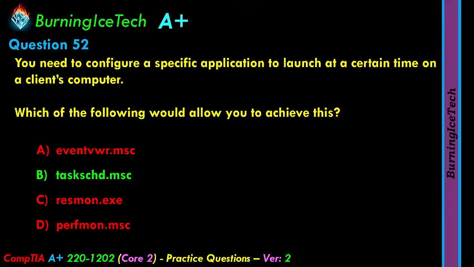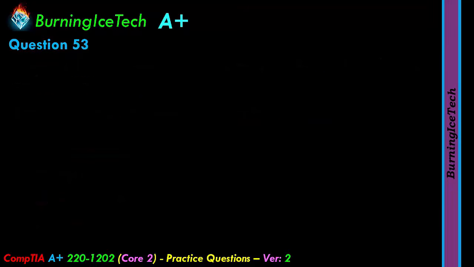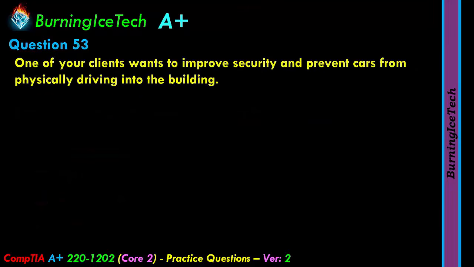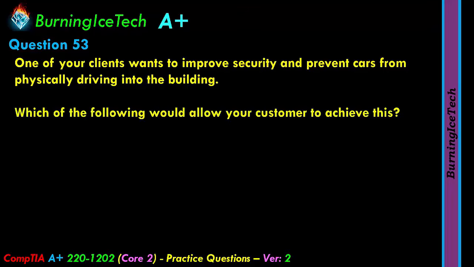And you can go and monitor pretty much anything on this machine. So the answer is B. Question 53. One of your clients wants to improve security and prevent cars from physically driving into the building. Which of the following would allow your customer to achieve this?